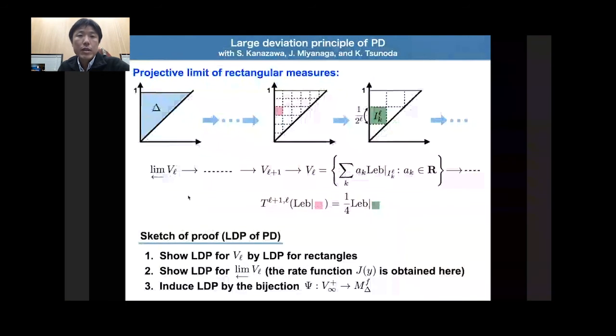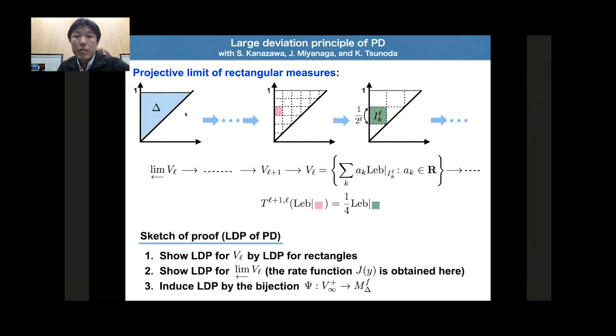And now I can explain a sketch of the proof for the LDP of the persistence diagrams. First, we show the large deviation principle for each V_L by applying the LDP for rectangles. This is just a straightforward argument, since this is just a finite dimensional vector space. Then the LDP for each V_L can be lifted to the LDP for the projective limit space by applying the Dawson-Gartner theorem. This is an important theorem.